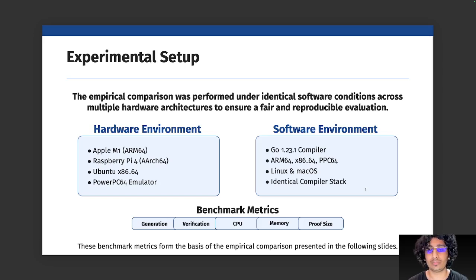Experimental setup. To make the comparison fair, both implementations were tested using the same Go compiler and identical software conditions. We also evaluated them across multiple hardware architectures, including Apple M1, Raspberry Pi, Ubuntu, and PowerPC. This helped us ensure that the observed trends were consistent across different platforms.